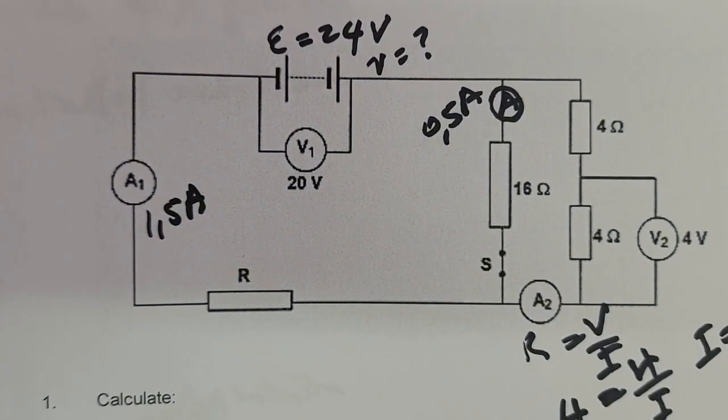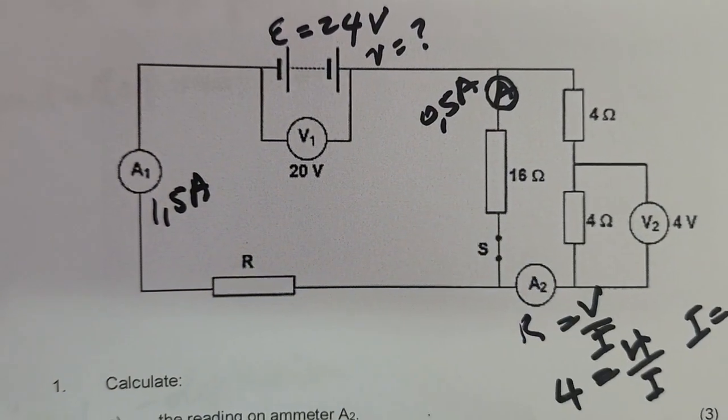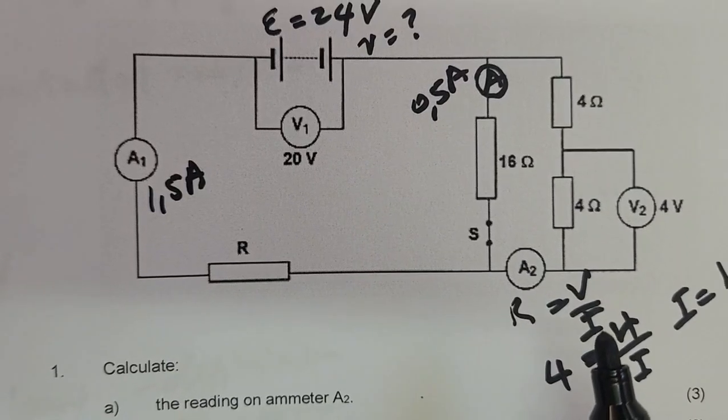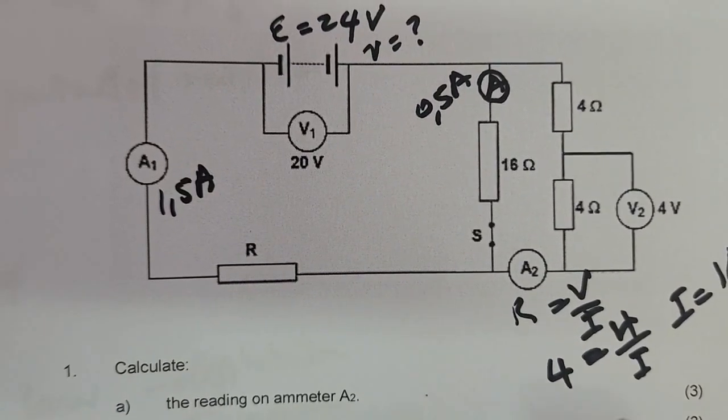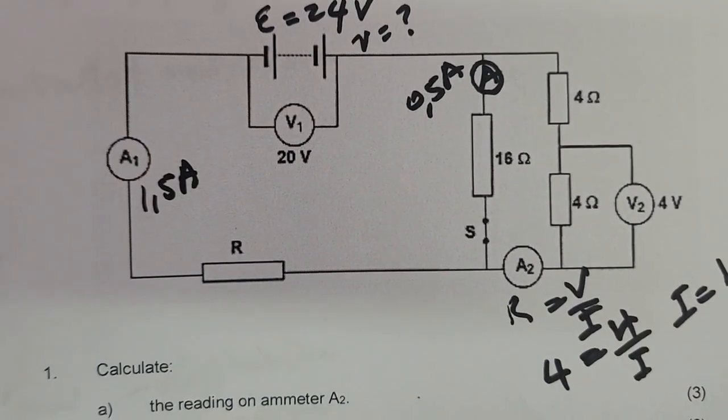1.5 amperes because it's a total. Remember, the parallel combination divides the current. Now, calculate the resistance of R. This is the resistance of R.